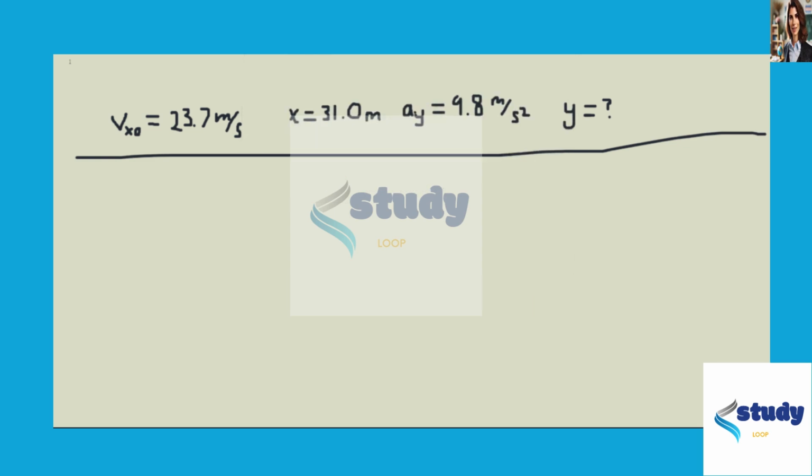Our question says that a ball is thrown horizontally at 23.7 meters per second from the roof of a building and lands 31 meters from the base of the building. How high is the building?